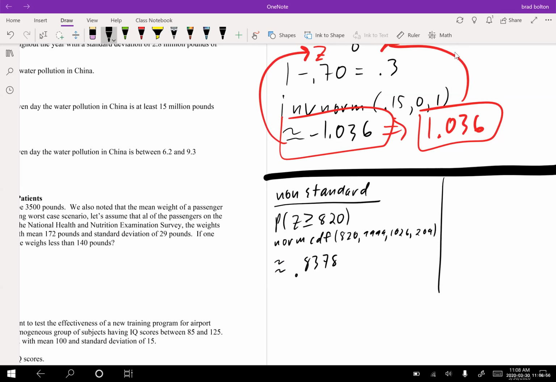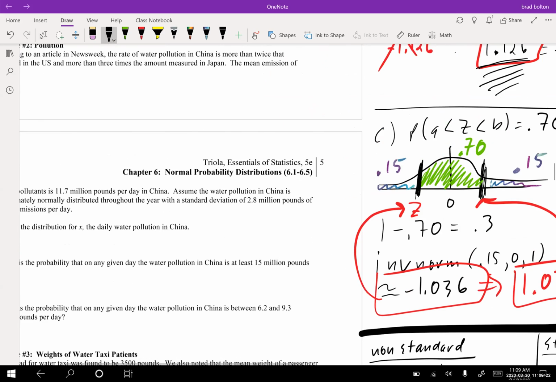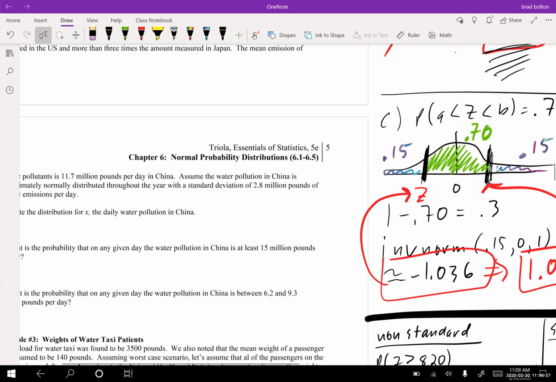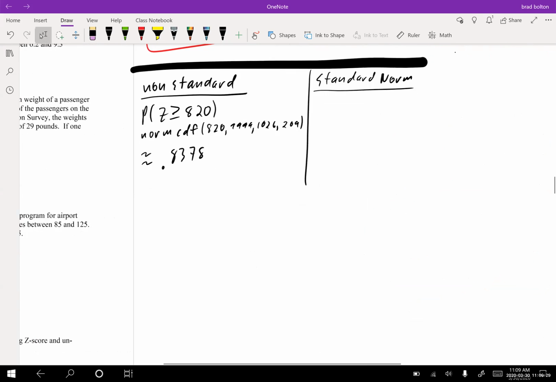But now what I want to show you guys is standard normal. Okay. So standard normal says if you want, you can convert it into a z-score. See, currently that's not really a z-score, right? 820 is not a z-score. So we're going to convert it to standard normal so we can think about it as just a pure z-score, okay? So we come up here and we see this formula, z equals x minus mu over standard deviation. So I'm going to write that formula over here.